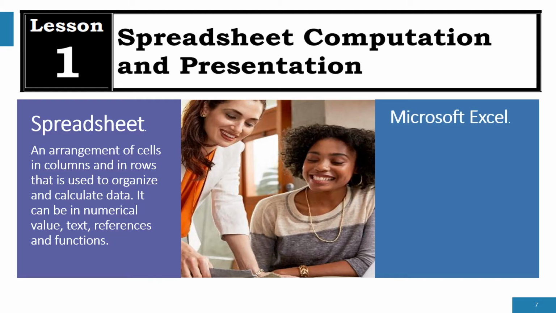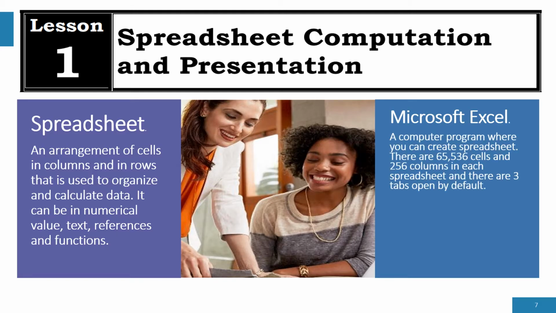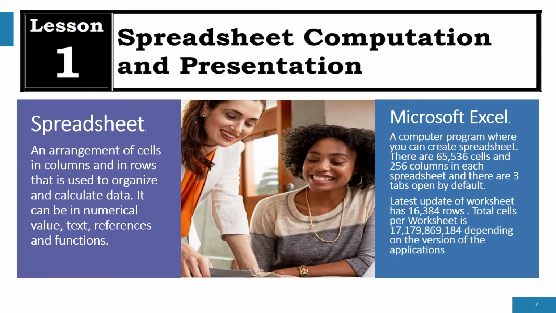What about Microsoft Excel? Microsoft Excel is a computer program where you can create a spreadsheet. There are 65,536 cells and 256 columns in each spreadsheet, and there are 3 tabs open by default. The latest update of worksheet has 16,384 rows. Total cells per worksheet is 17,179,869,184, depending on the version of the application.